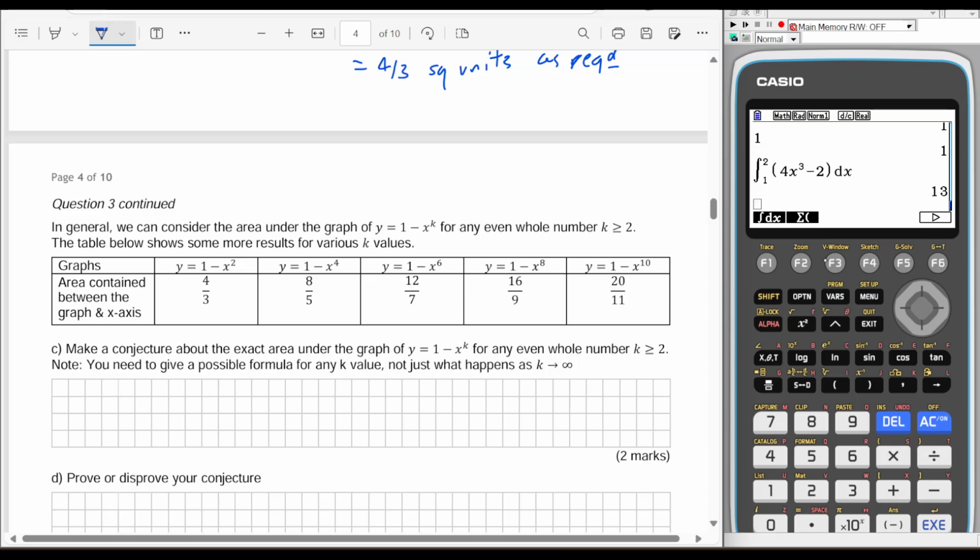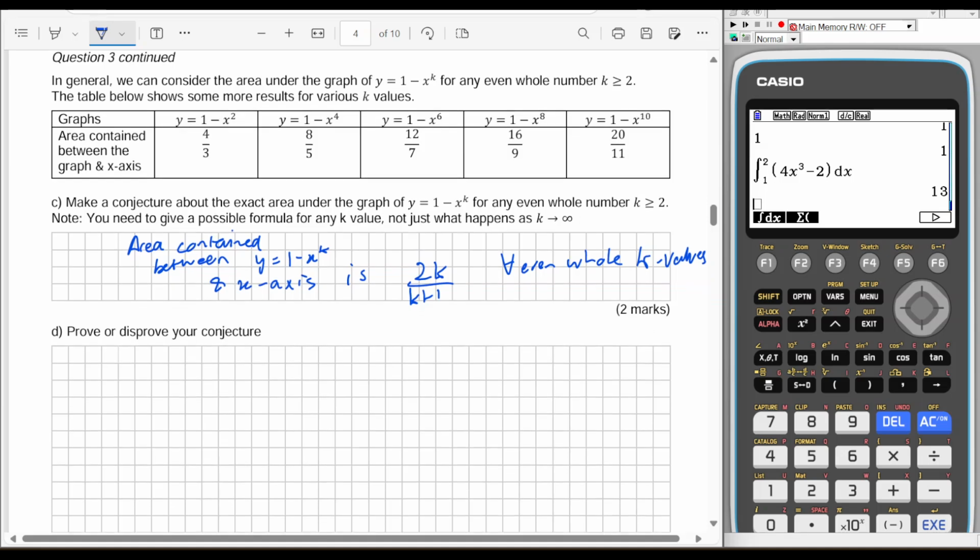So the area contained between y equals 1 take x to the k and the x-axis is, now it looks like 2k on the top, and it might look like 1 more than k on the bottom, so k plus 1, for all even whole numbers, for all even whole k values, as you conjecture. Okay, prove or disprove it.